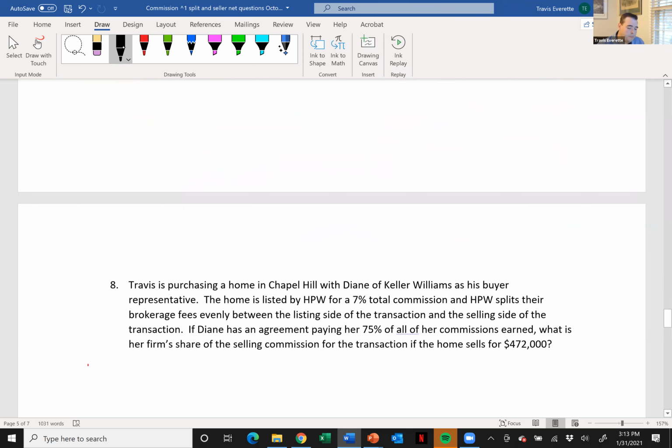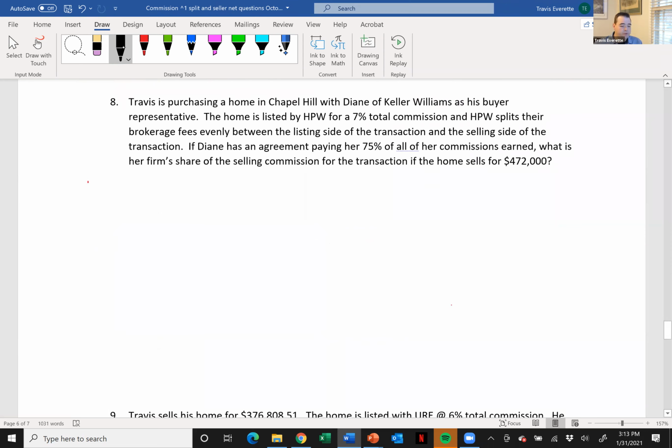Okay. Number 8 says Travis is purchasing a home in Chapel Hill with Diane of Keller Williams as his buyer representative. The home is listed by HPW for a 7% total commission, and HPW splits their brokerage fees evenly between the listing side of the transaction and the selling side of the transaction. If Diane has an agreement paying her 75% of all her commissions earned, what is her firm's share of the selling commission? There's finally a question. What is her firm's share of the selling commission for the transaction if the home sells for $472?